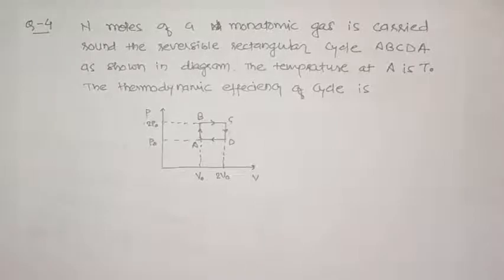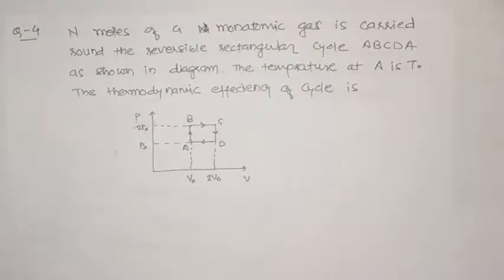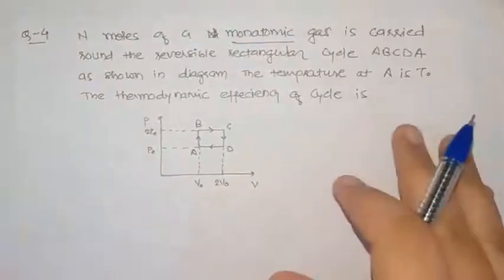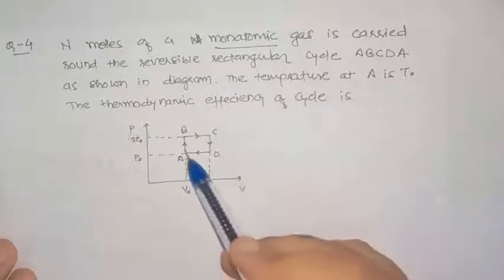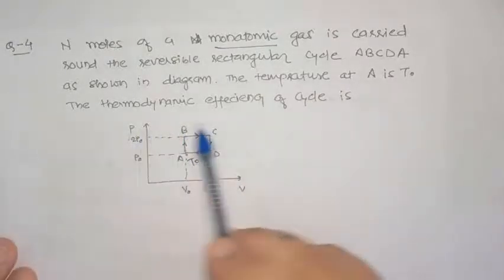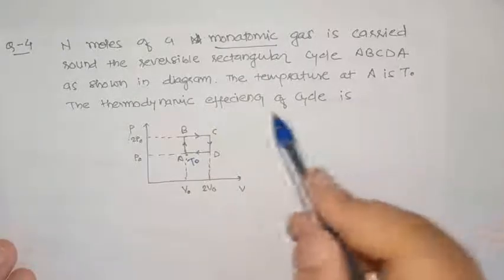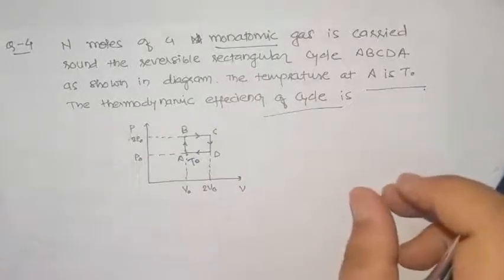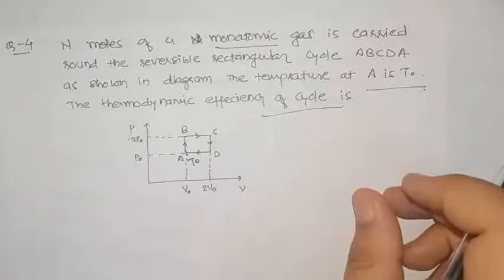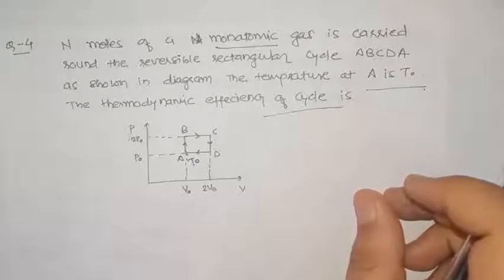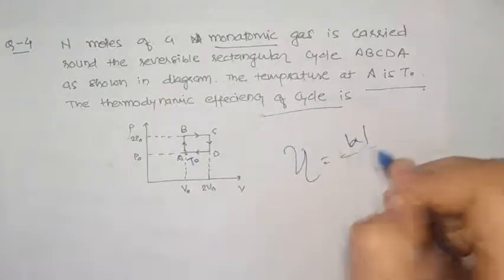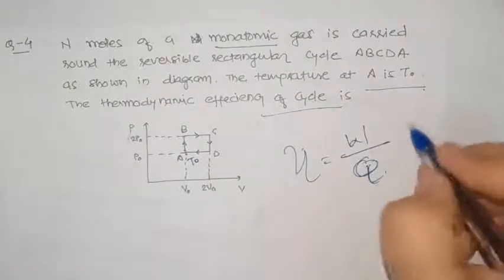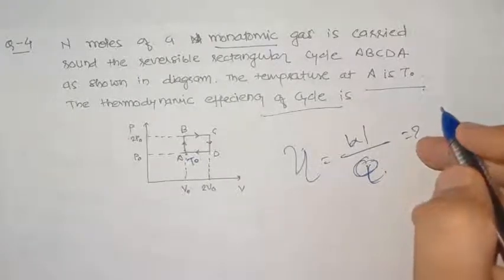In this example, n moles of a monoatomic gas is carried around the reversible rectangular cycle ABCDA. The temperature at A is T0. The thermodynamic efficiency of the cycle is? The efficiency of any thermodynamic cycle is given by work done per unit heat supplied. So that is what we want to find, but in percentage.